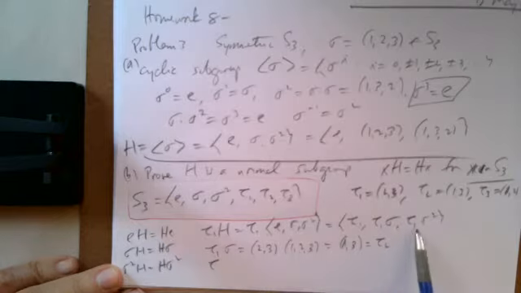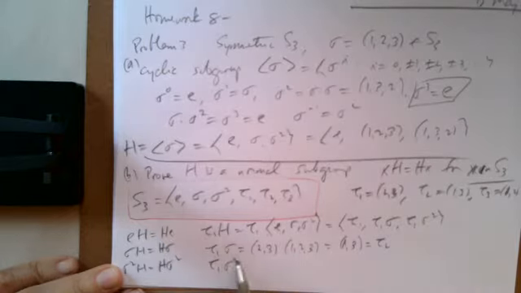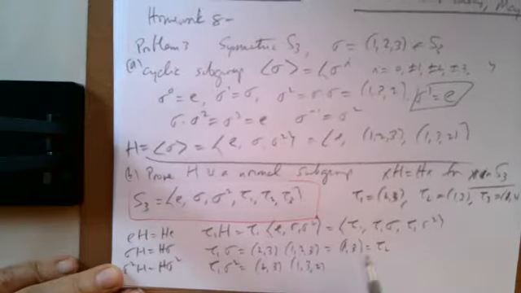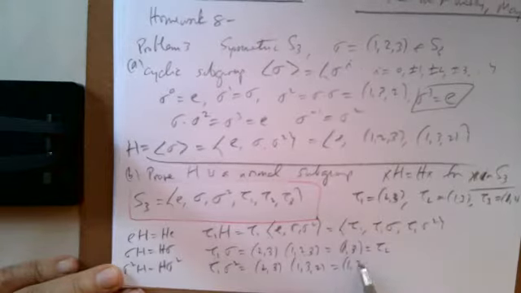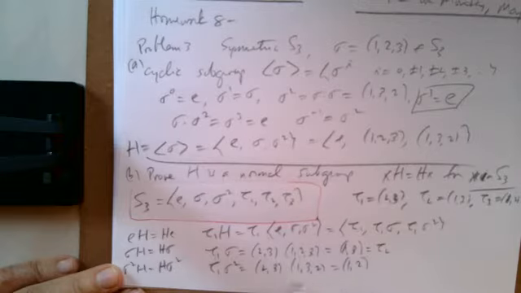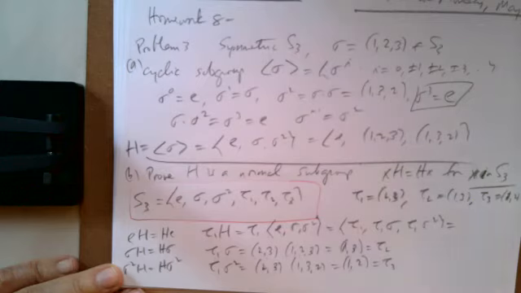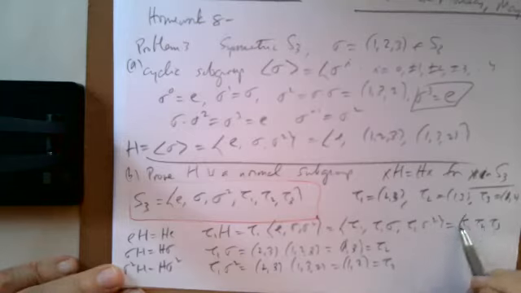Tau 1 sigma squared, that's (2 3) times (1 3 2). So this sends 1 to 3 and 3 to 2. So 1 ends up at 2. 2 goes to 1, goes to 1. 3 goes to 2, goes to 3. So tau 1 sigma squared is the transposition (1 2), which is tau 3. So this coset is simply the set of 3 elements, tau 1, tau 2, tau 3.